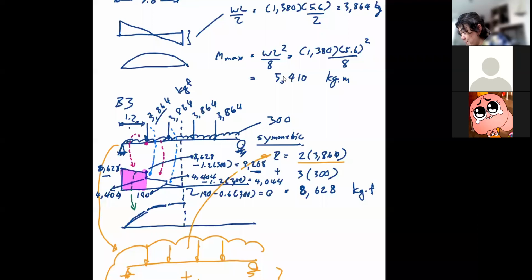This area should give you this number, right? And maybe because if you look at the problem, I am only asking for the maximum. I'm not asking for anything else. I'm just asking for the bending moment diagram. So it would be nice if you could provide this number, but if you could just provide the maximum moment, that'll be okay as well.